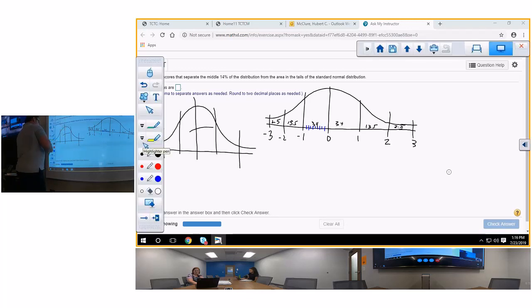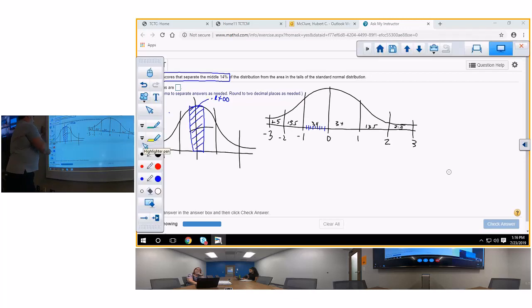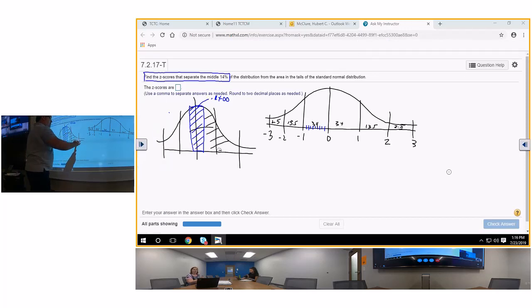I'm going to just take and that is 0.14. Okay? What it says. You do. And what is this over here? That's the right tail. This is the right tail. And this is the what? Left tail.